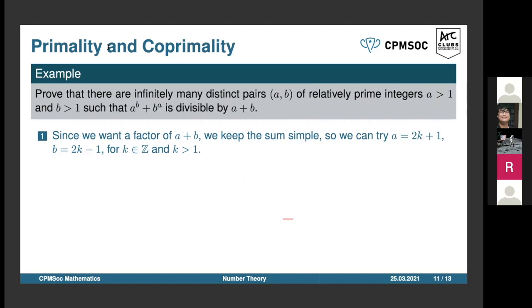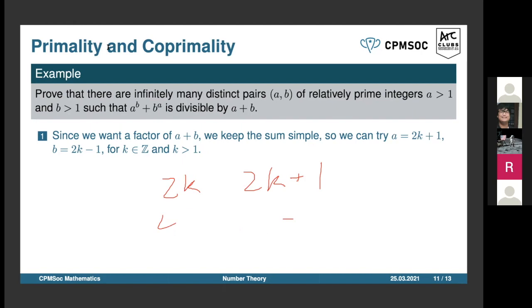So instead, we might consider, what if we had one that's odd and one that's even? So we could have 2k and 2k plus 1. This relies on the fact that consecutive integers are coprime, so these are coprime, that's fine. But you're going to end up with 4k plus 1, which is kind of ugly. Again, you've got this little addition here that you don't really want. So maybe try something else.